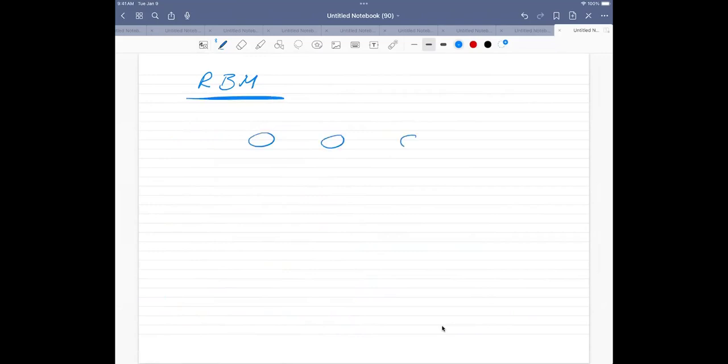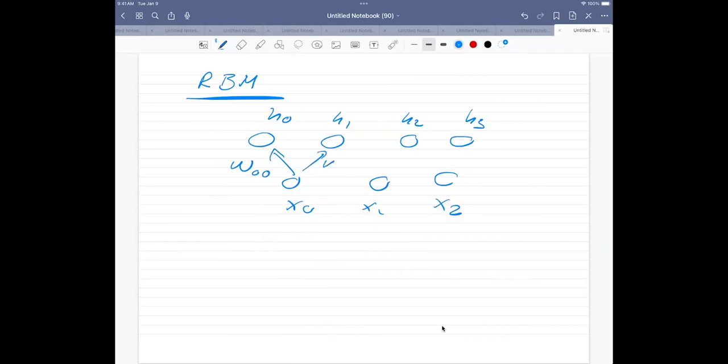That would then just have H0, H1, H2, and H3. And then we would have X0, X1, and X2 here. And then we have the couplings here. We would have a coupling 0,0, a coupling 0,1, and then W0,2, etc. And then we have the biases in addition. So then we have only one hidden layer.